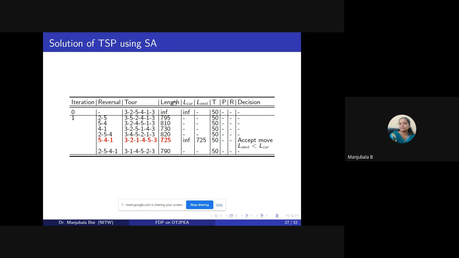Then what is the length? Because our target is to minimize the length also, right? The tour length you have to minimize. So this is the current length, and this is the next iteration length.